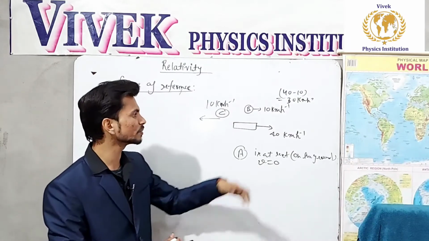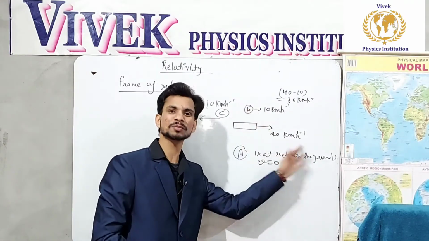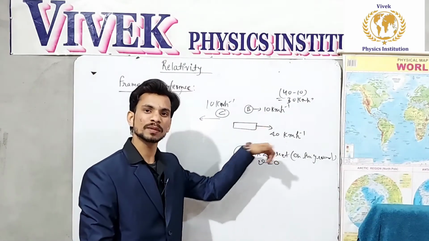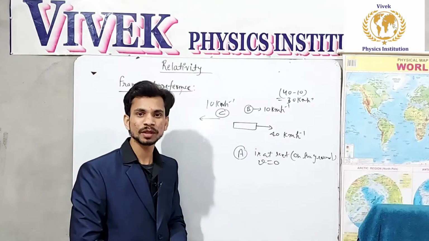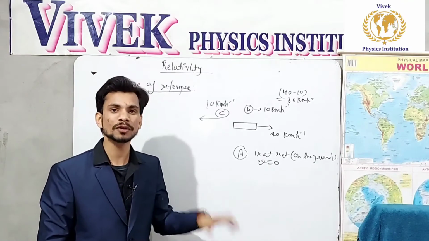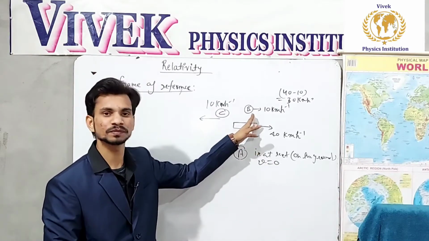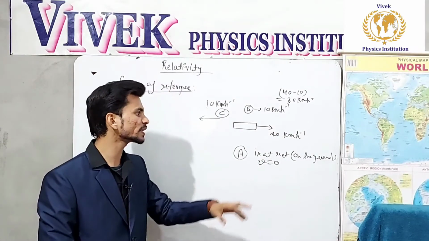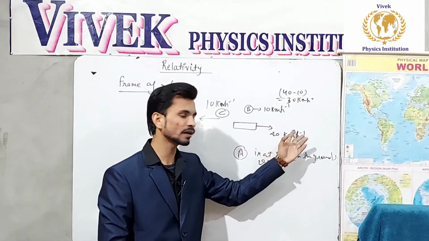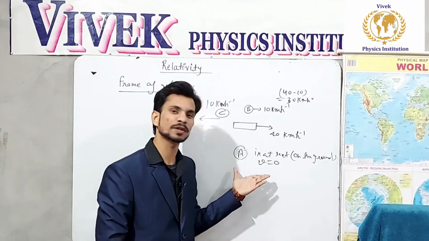it is already moving with 10 km/h in the direction of the train. So 10 km/h should be subtracted from the speed of this train. So the observation of the velocity of the train according to this person will be 30 km/h, but actually the train is moving with 40 km/h according to the observation of this person.